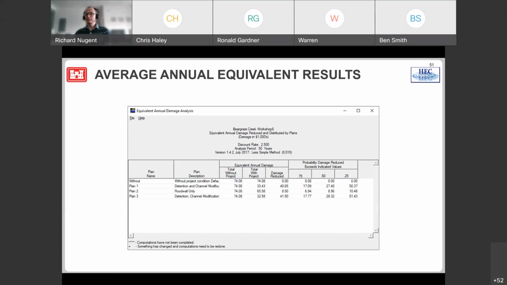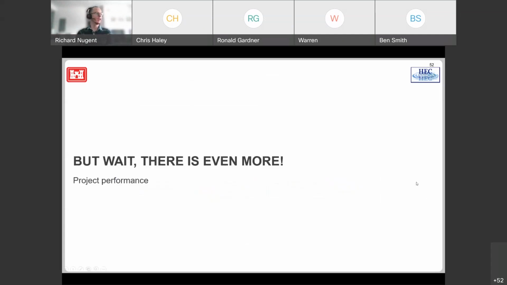And just like with expected annual damage, we can represent the damage estimates as a distribution. So we have the first quartile, the median, and the third quartile in expected annual damage reduced. Okay, so that's a second measure of risk. Expected annual damage is the first measure. Average annual equivalent damage is the second measure, and that just takes into account time value of money. Okay, but wait, there's even more.